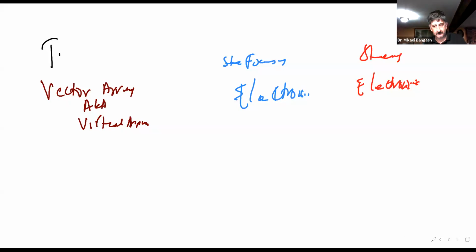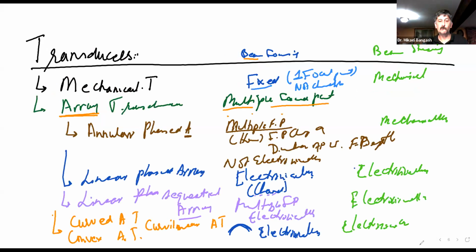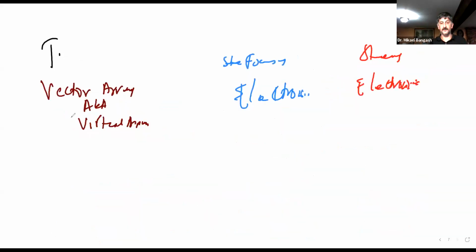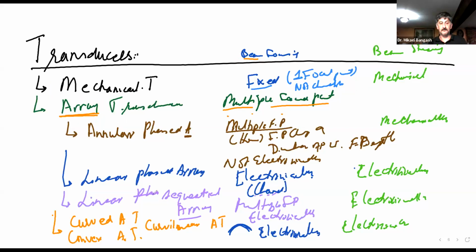So if you look, ladies, everybody says that the focusing of the beam is going to be electronic and the steering of the beam is going to be electronic, whether it's the linear phased array, the linear sequential array, the curved, convex or curvilinear array transducer, or the vector array transducer. That electronic focusing and steering happens by the same mechanisms from transducer to transducer.